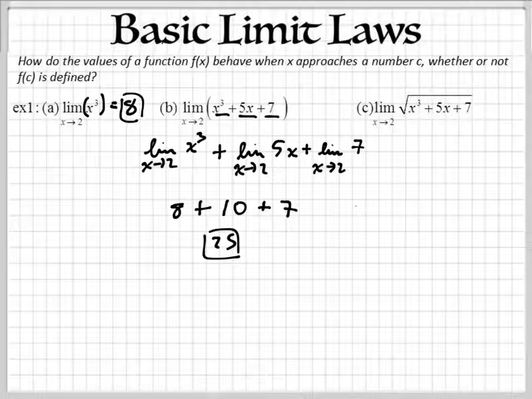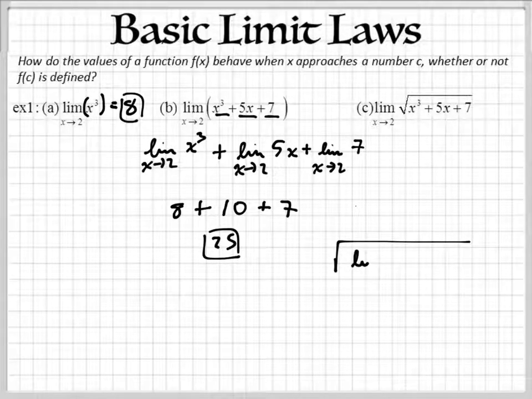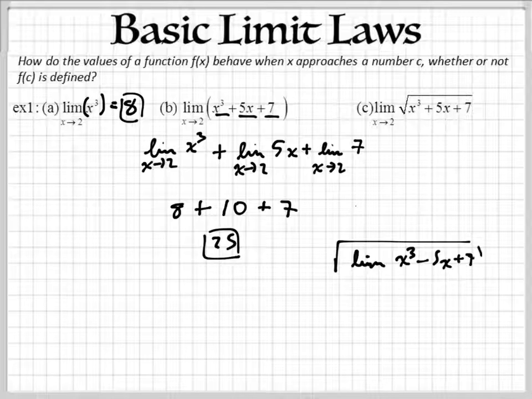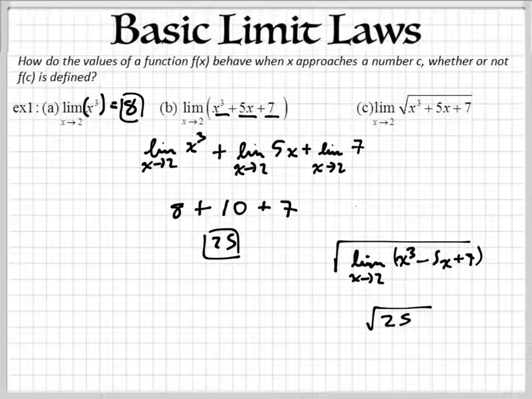Now this one right here, the limit law says that we can take that square root and put everything inside of it. So the limit of x to the third plus 5x plus 7 as x approaches 2, that's going to be 25 inside, right? We already did this part, so we know that's going to be 25. I can just put 25 in there, so my answer is going to be 5.